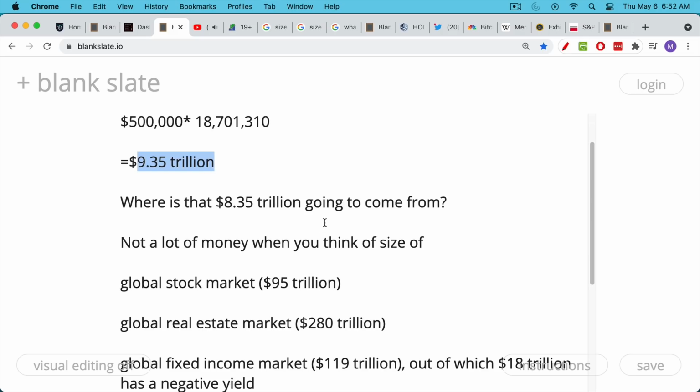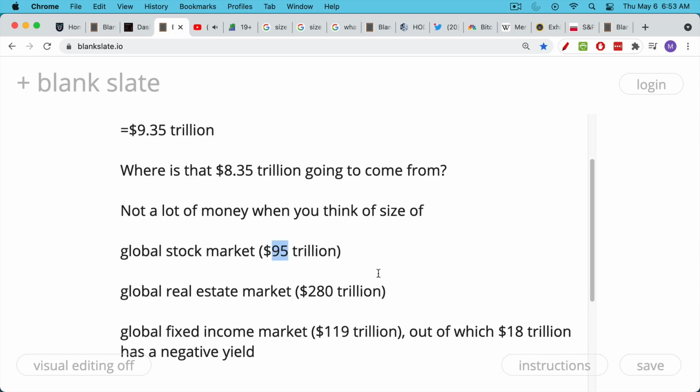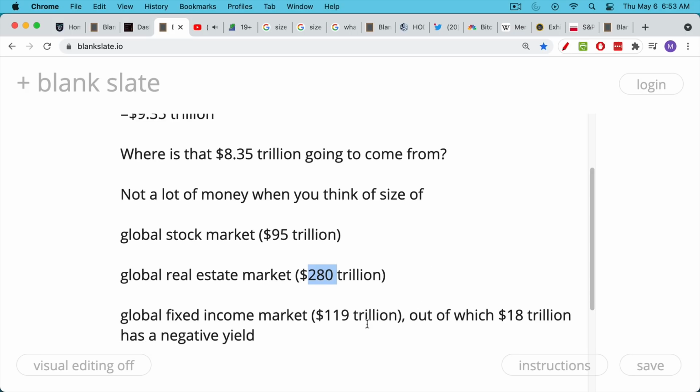Global stock market capitalization, roughly 95 trillion, call it 100 trillion. Global real estate market, 280 trillion. And then finally, global fixed income bond market, 119 trillion. And the interesting thing about the fixed income market, of course, is that a lot of this debt is now negative yielding. And so you actually even lose money on a nominal basis holding it, 18 trillion of that is currently having a negative yield.